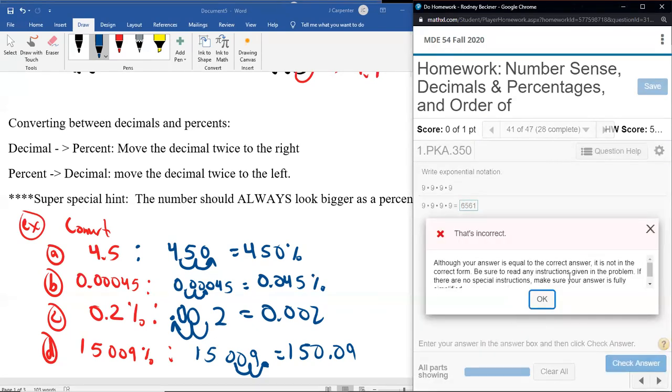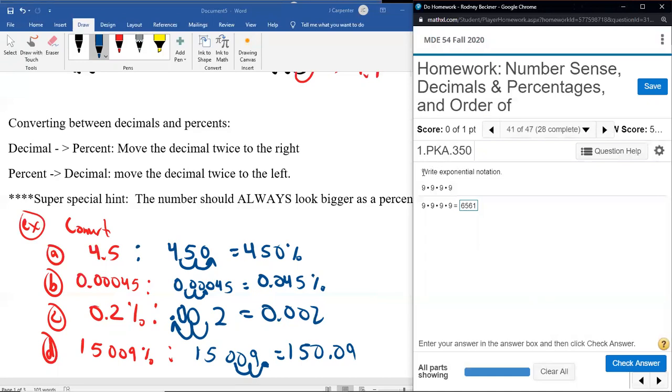And I check my answer, and it tells me I'm wrong. Now, I did that intentionally, although your answer is equal to the correct answer. So 9 times 9 times 9 times 9 was that. It is not in the correct form. Be sure to read instructions. How many times have I already said read the instructions? But this is the quantitative reasoning student's major issue, is reading instructions carefully enough to execute properly.